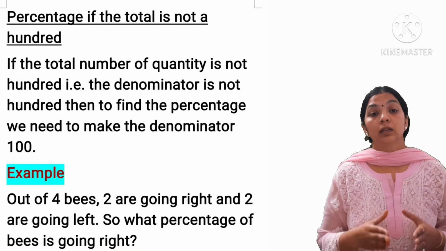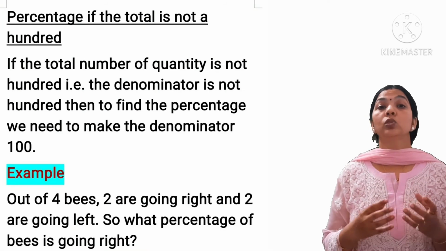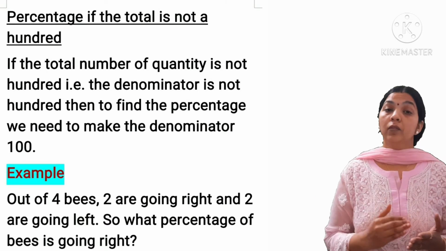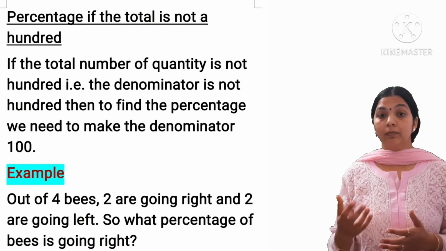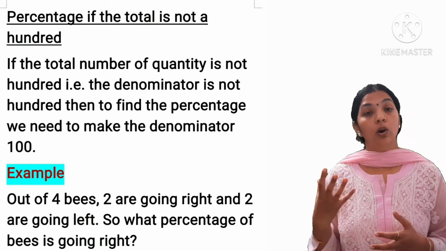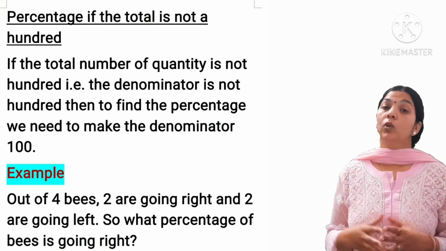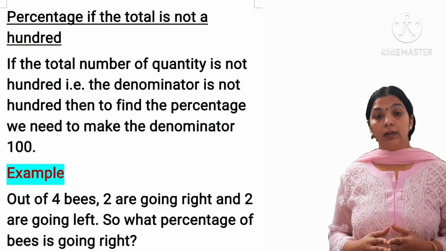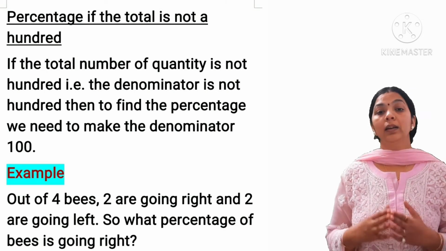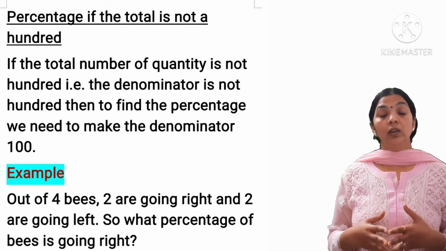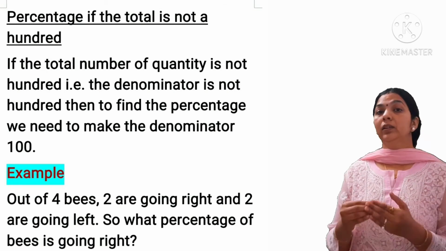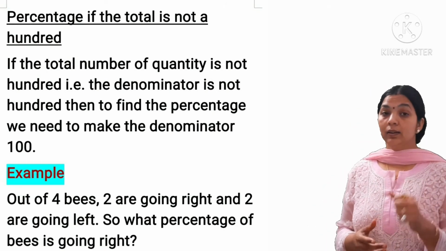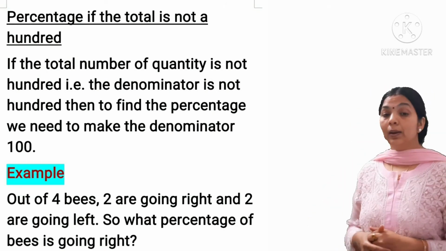So percentage if the total number is not 100. This is when the number is 100. But if the denominator is not 100, that means the total number of the students or any quantity is not 100, then what do we have to do? If the denominator is not 100, then to find the percentage, what do we have to do? We have to make the denominator 100. How to make the denominator 100? Let us take the help of an example.